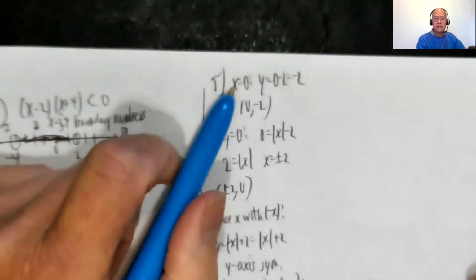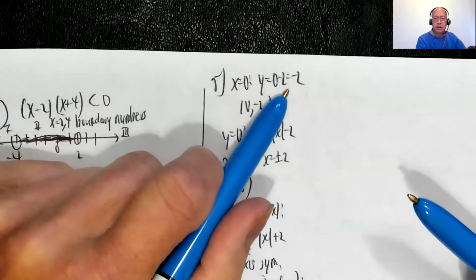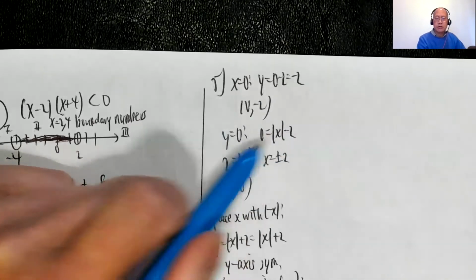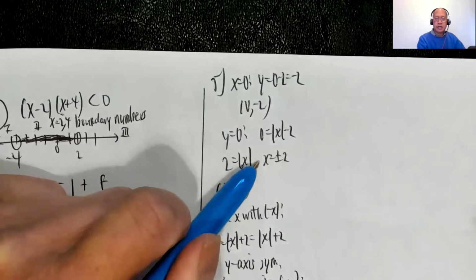Number 5, plug in x is 0, y is 0 minus 2 or -2. Plug in y is 0, 0 equals absolute value of x minus 2. Absolute value of x is 2, that means x is plus or minus 2.